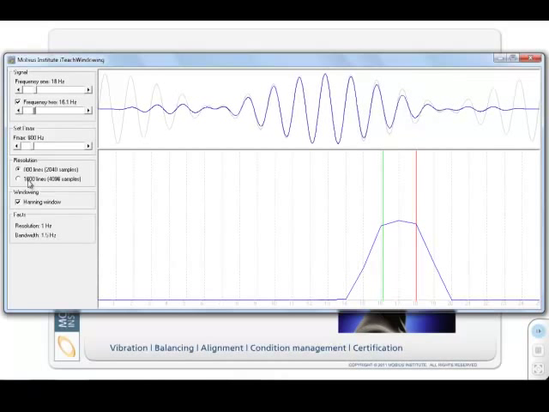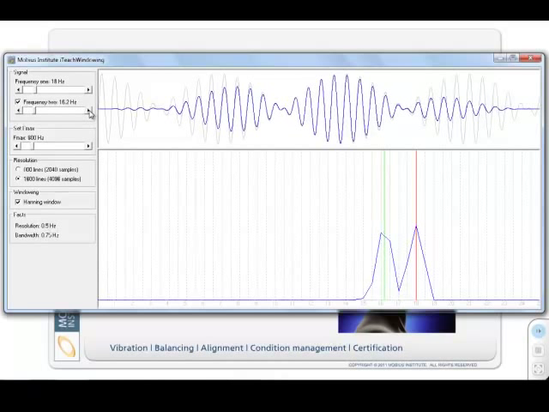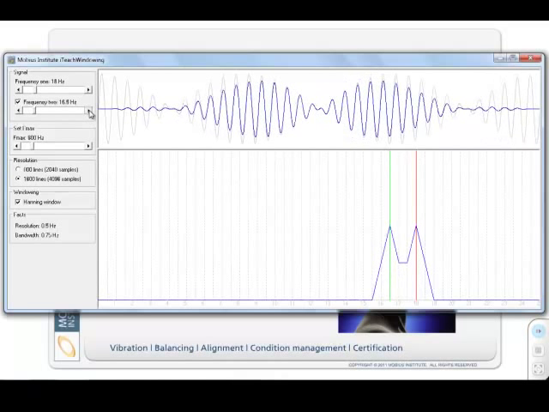So let's try that. A higher resolution spectrum, there you go. Now I can see that there are two peaks. My resolution has improved by a factor of two. My bandwidth has improved by a factor of two. Anyway, lots of things we can do with this just to explain these two points.